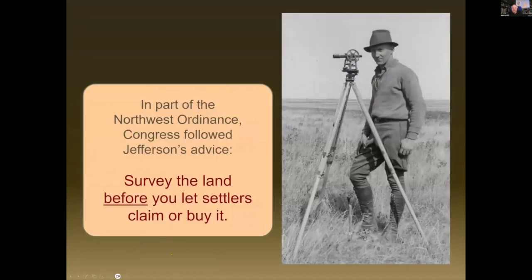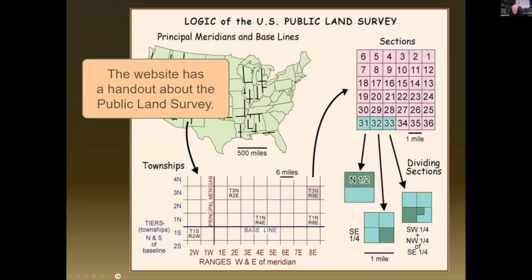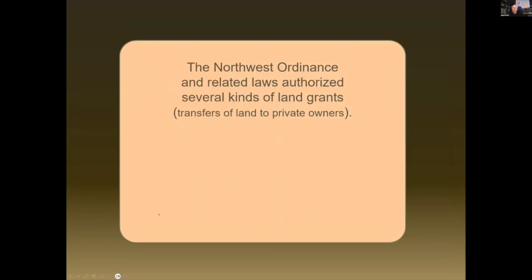And it was precisely because there was that confusion that Thomas Jefferson had pushed very hard during the Northwest Ordinance time to say you should survey the land in an unambiguous way before you let settlers claim or buy it. And again, there's a handout in your packet about how the public land survey was designed. I won't be talking about that very much right now, because I want to go to the next step of what the Northwest Ordinance did.